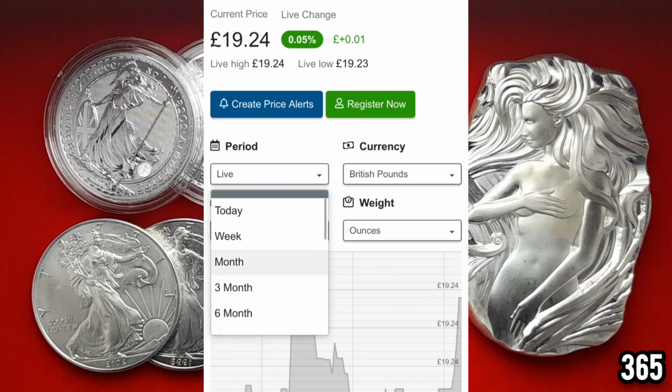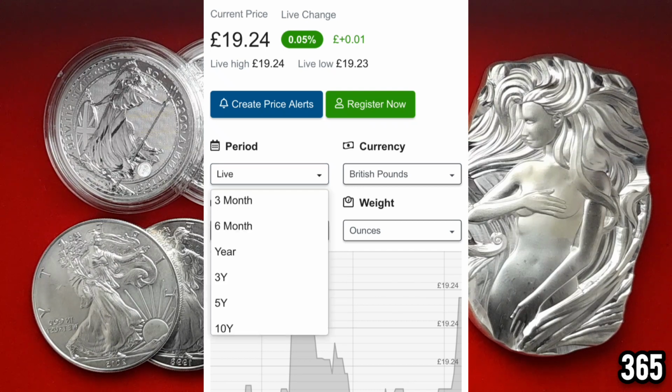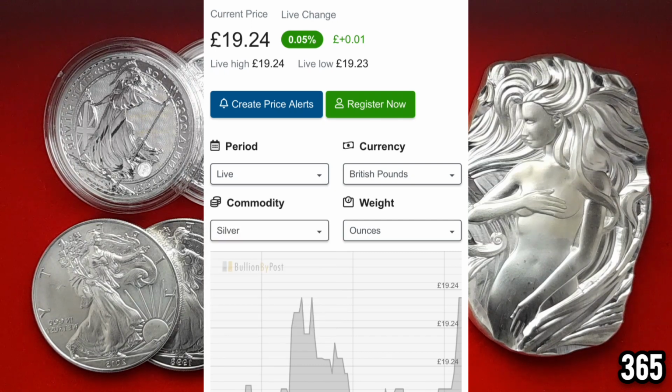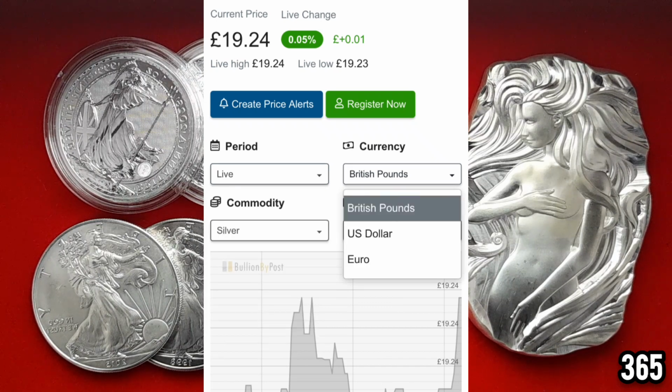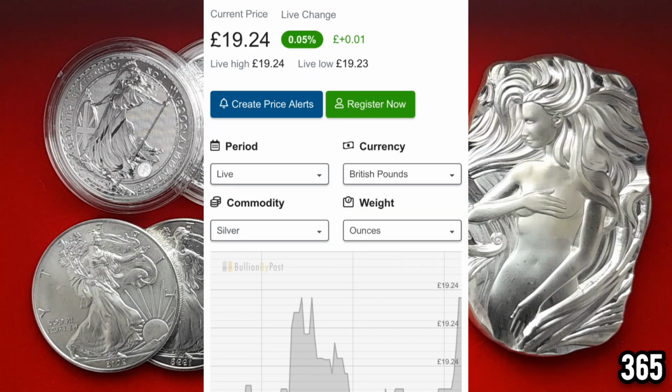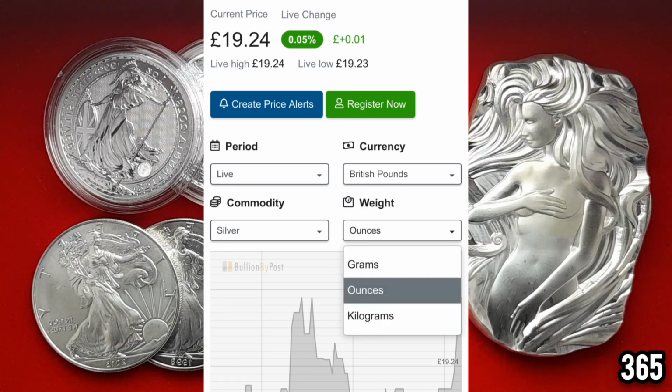You've got the month, last 3 months, last 6 months, a year, 3 years, 5 years, 10 years, 15 years, 20 years, 25 years, 35 years, all the way up to 50 years and all time. So really, really nice range of dates there to look into. You can also adjust the currency. So you can change it to US dollars or euros, which is really nice, really simple and quick to do. And then again, you can change it by kilograms or ounces or grams.